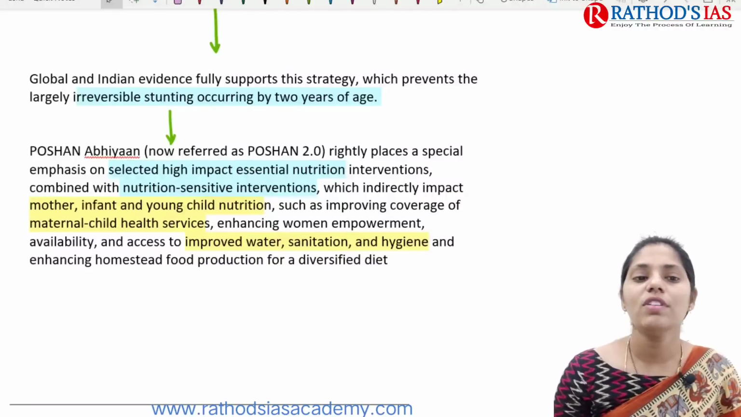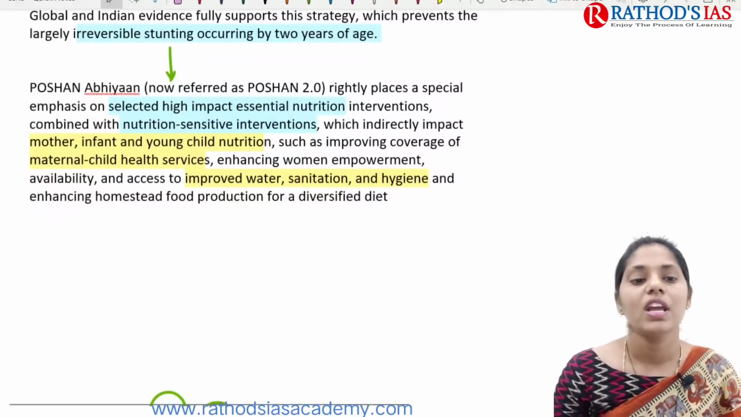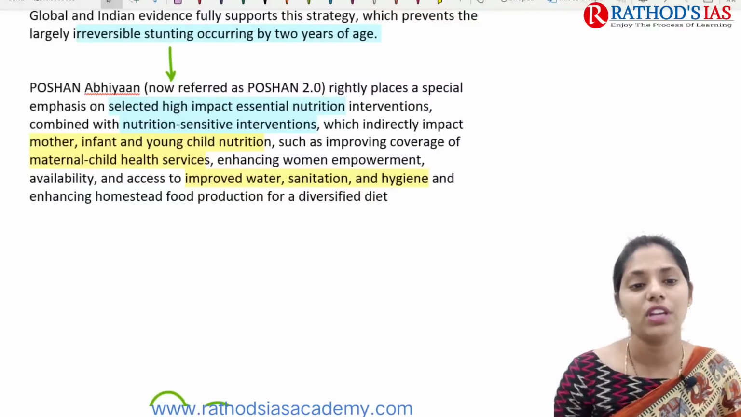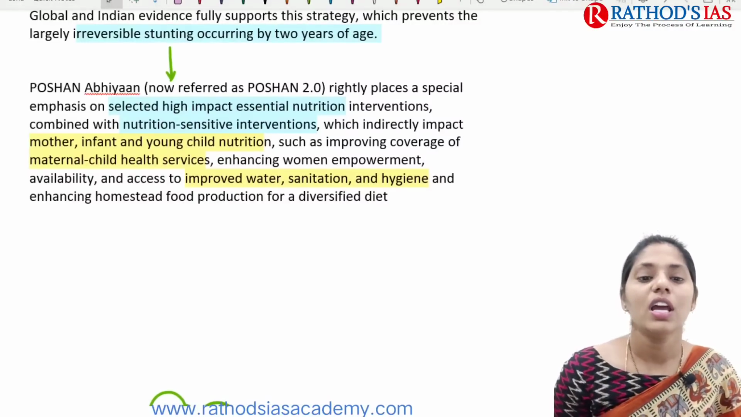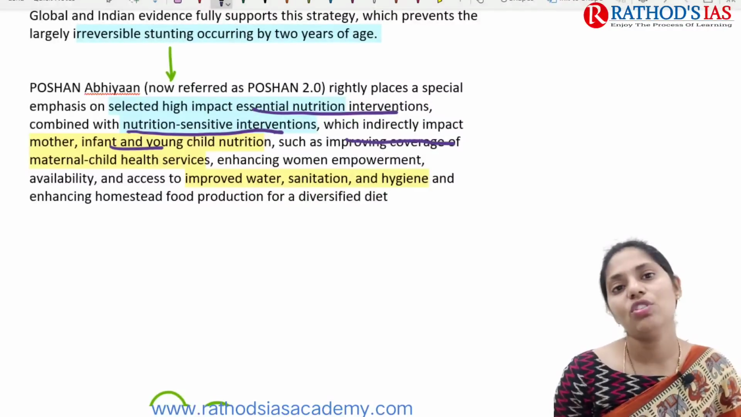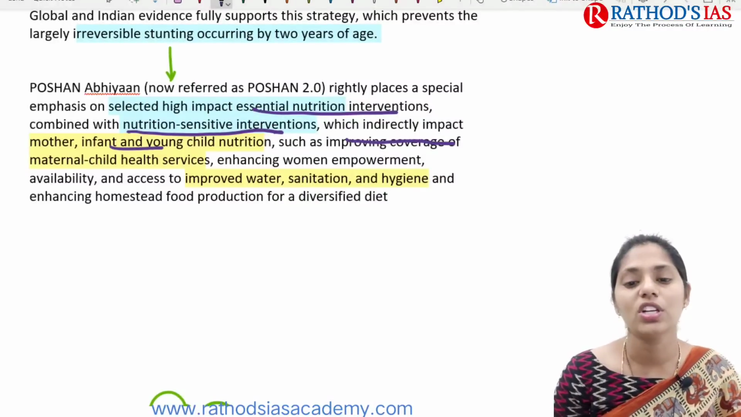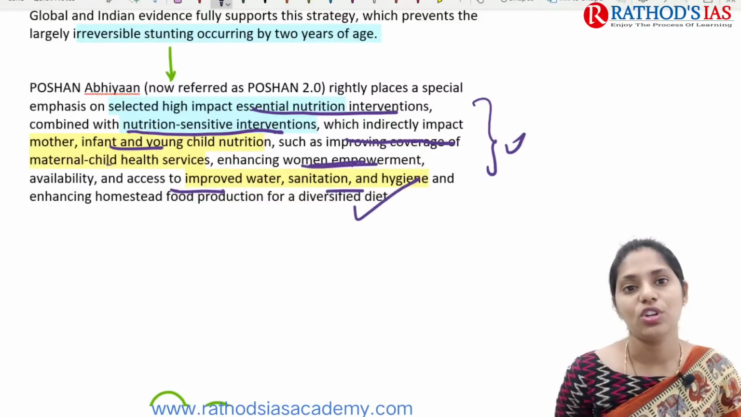So even if you're talking globally and even on the Indian side, yes, we are mainly supporting this strategy, and we are mainly focusing on irreversible stunting, which is mainly going to occur by the 2 years of age. Okay, so this Poshan Abhiyan mainly has some special emphasis on essential nutrition interventions combined with nutrition sensitive interventions, which directly and indirectly impact the mother, and we are focusing on infant and young child nutrition, coverage of maternal health services, enhancing of women empowerment, and even access to improved water and as well as sanitation and hygiene. So these are the important areas that we need to focus on.